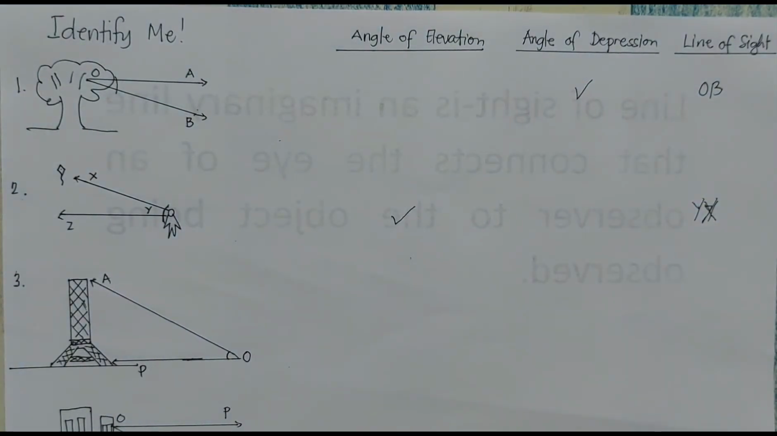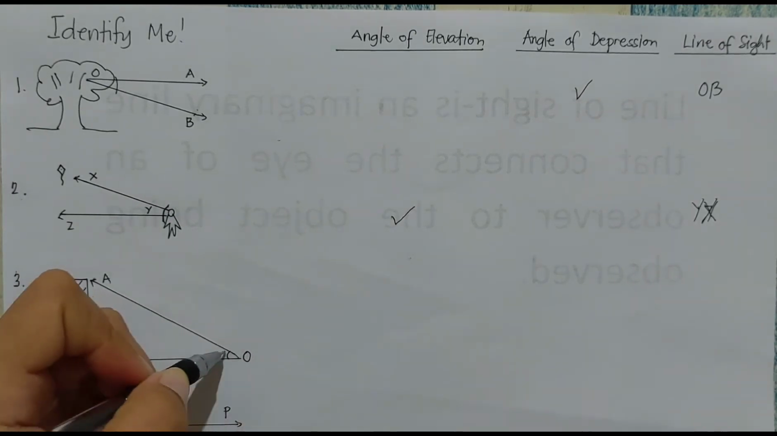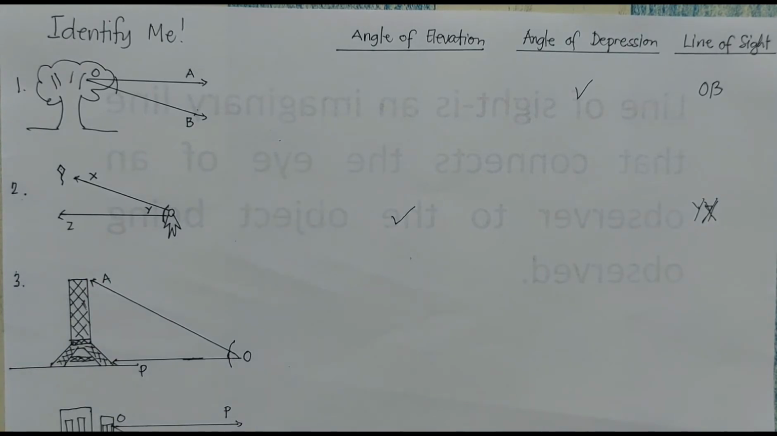Number 3, we have here a tower. Here is a person looking at the top of the tower. This angle, what is it? It represents angle of elevation. So, POA represents angle of elevation, and our line of sight is OA.